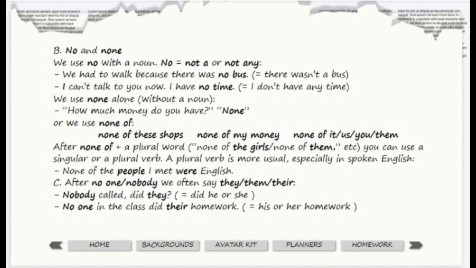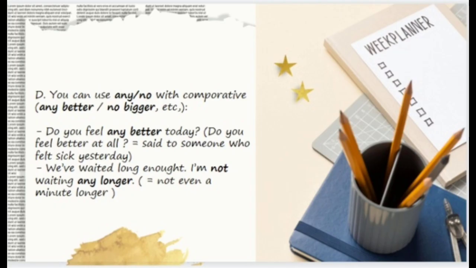The next, C. After no one or nobody, we often say they, them, or their. For example, nobody called. Did they? It means did he or she. The other example: no one in the class did their homework. It means his or her homework.